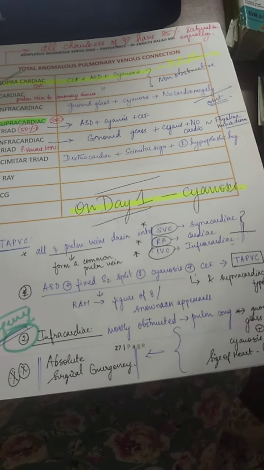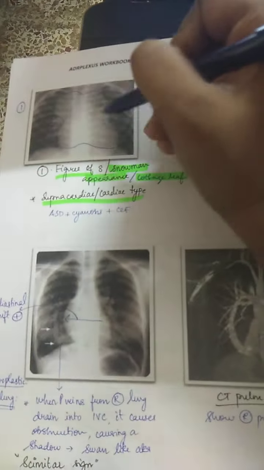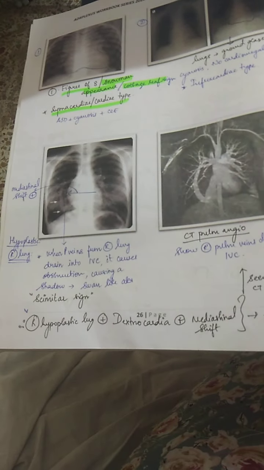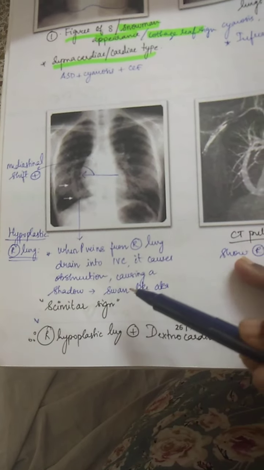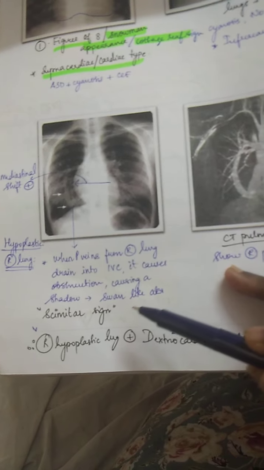Cyanosis will be present, CCF will be present, and you'll have a figure of 8 appearance, snowman appearance, in the supracardiac type. And also there's something known as the scimitar triad. Scimitar triad is when the pulmonary veins of the right lung drain into the IVC. It causes an obstructive lesion.